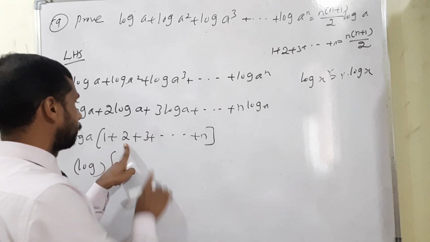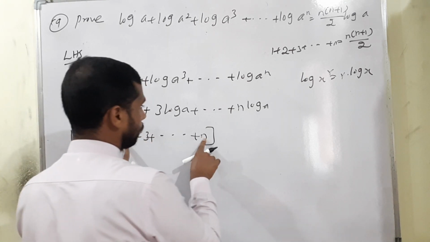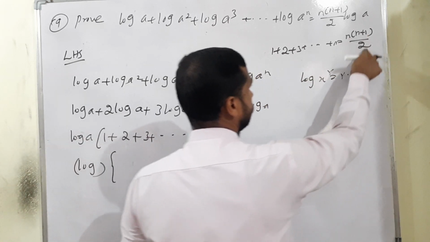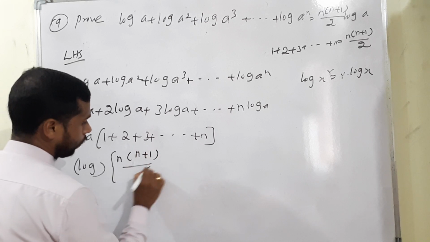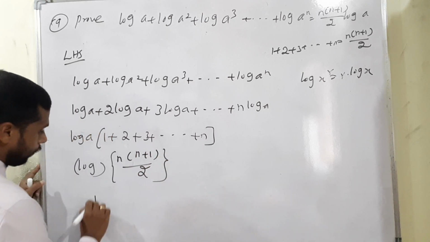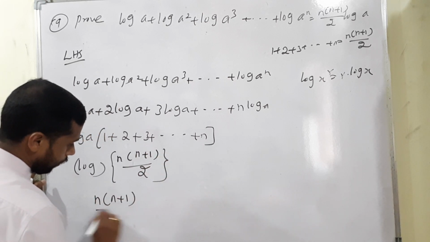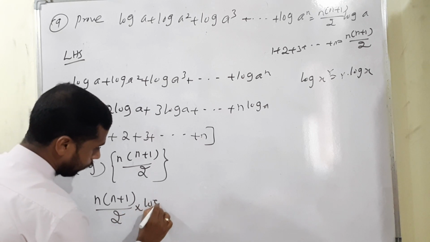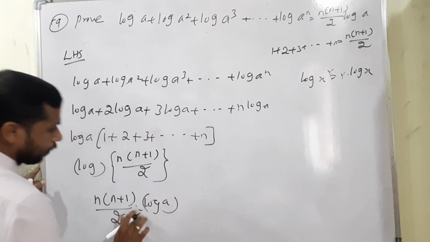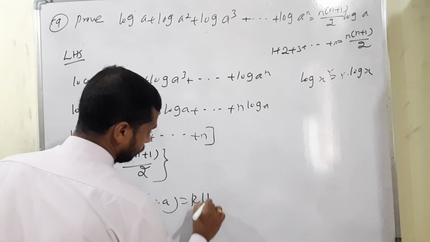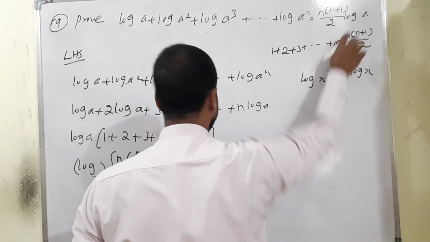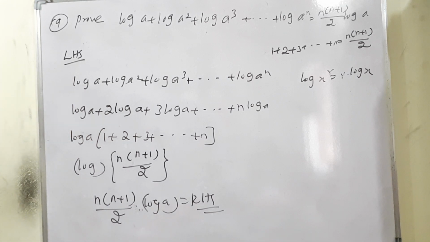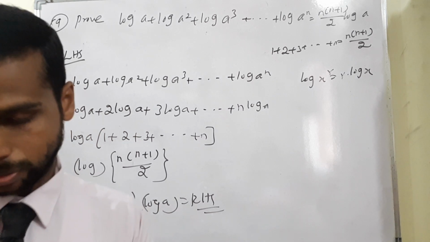Therefore log a into, this is one of the formulas. Now what is the formula? 1 plus 2 plus 3 plus dot dot dot plus n means n into n plus 1 by 2. Therefore n into n plus 1 by 2 into log a. So this is our RHS, no? Look at that. What is our RHS? n into n plus 1 by 2 into log a. Okay, hence proved. I will continue the next question.